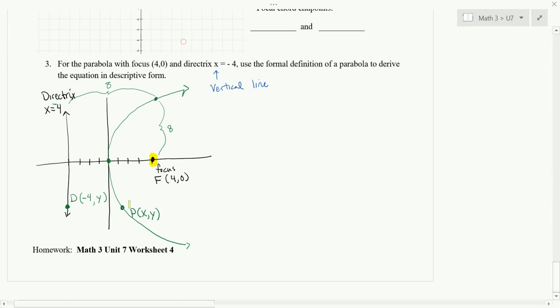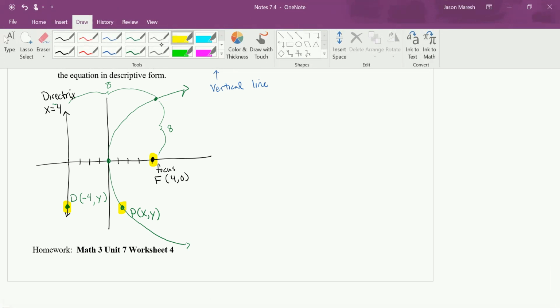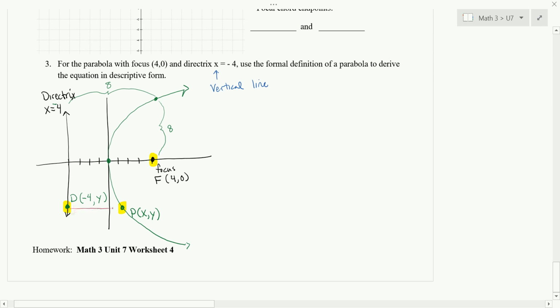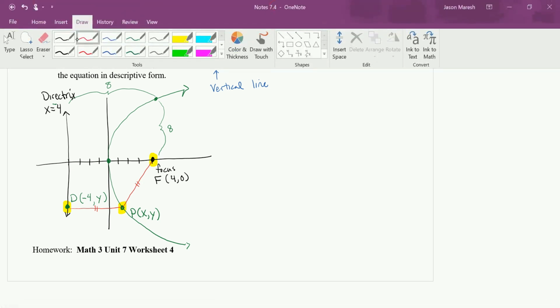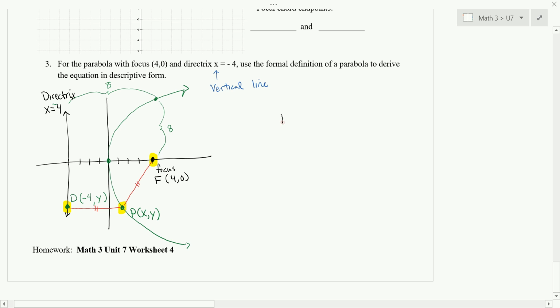So these are the 3 points we want. And from our formal definition of a parabola, we know that the distance from point P to point D, that distance right there, is the same distance from point P to point F. So using a little geometry notation, we can write the distance from P to D is equal to the distance from P to F. And then we use our distance formula. So you take your two x values from point P and D, so that'd be x minus a -4, double negative, squared, plus subtract the two y values. In this case, it's y minus y squared. That's the distance from P to D.